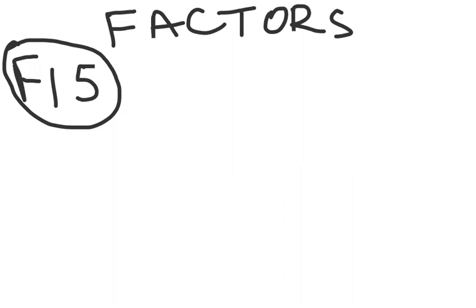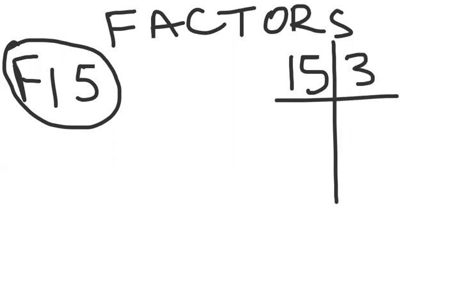So let's start. The technique I'm going to use is something you're familiar with. You have the 15, and then you're just going to draw a line like that. You're first going to say 15 can't divide by 2, but 15 can divide by 3. So 15 divided by 3 is 5, and 5 divided by 5 is 1. So that means the 3 and the 5 are factors.